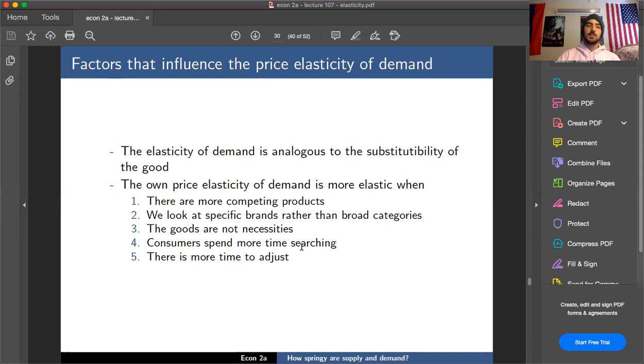Now, the own price elasticity of demand is more elastic when there are more competing products. We look at specific brands rather than broad categories. The goods are not necessities, and the consumers spend more time searching, and there's more time to adjust. So any of these factors increase the elasticity of demand. The price elasticity of demand is more elastic when these 5 conditions are met, or even a few of these 5 conditions are met.